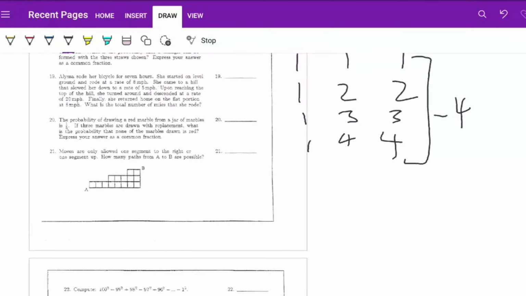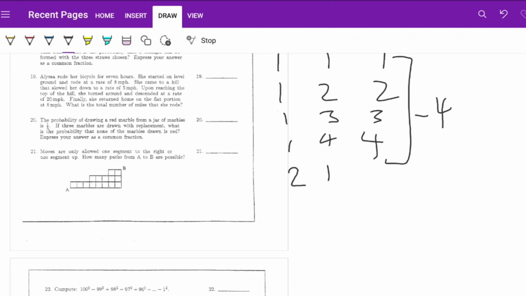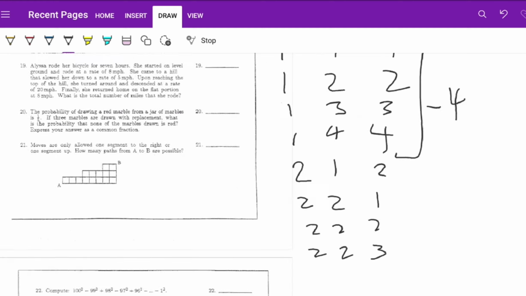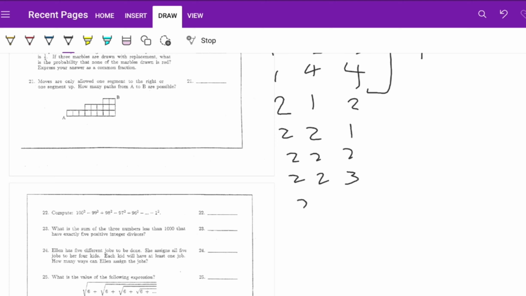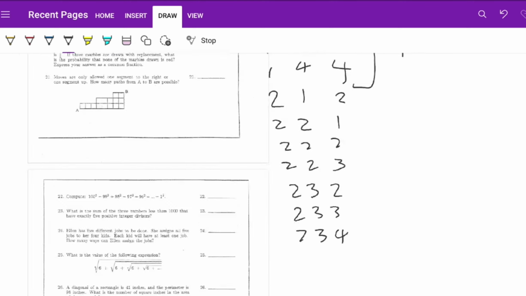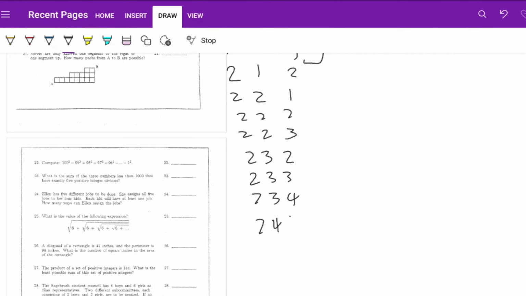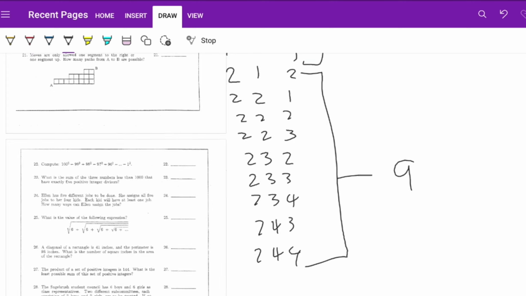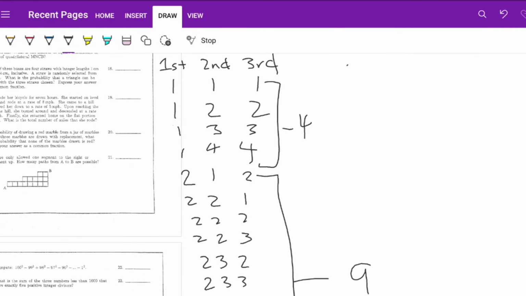Now let's move on to the 2's. So we have 2, 1, then it has to be 2. For 2, 2, it could be 1, 2, 2, 2, 2, 2, 3. But 2, 2, 4 wouldn't work. 2, 3, 1 wouldn't work. 2, 3, 2, 2, 3, 3, 2, 3, 4. And finally, 2, 4, 3, and 2, 4, 4. So we can see how many are in here: 1, 2, 3, 4, 5, 6, 7, 8, 9. 9 are in here.